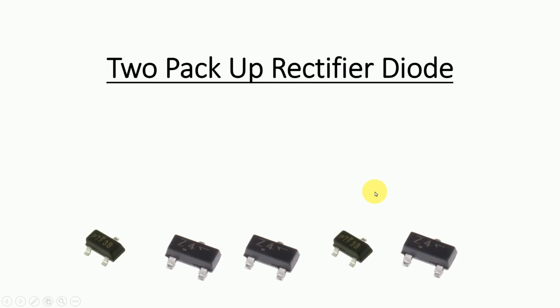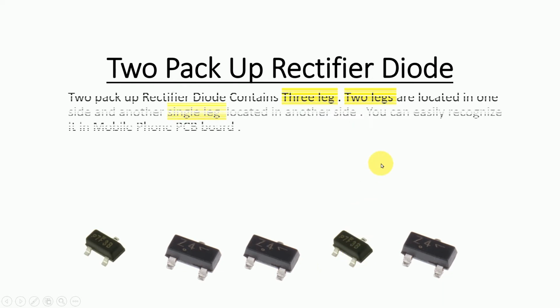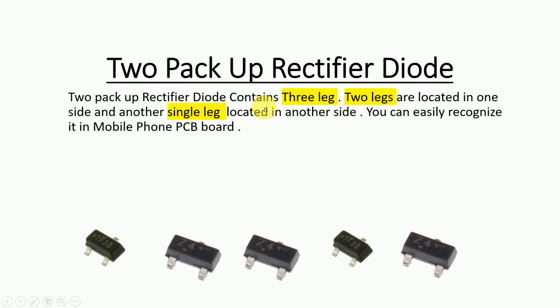Now we are discussing the two pack rectifier diode. In the images you can see it has three legs. On this side there are two legs, and on the other side there is one leg. This type of diode is known as a two pack rectifier diode. A two pack rectifier diode contains three legs: two legs are located on one side and the other leg is located on the other side. So you can easily recognize it on a mobile phone PCB board.